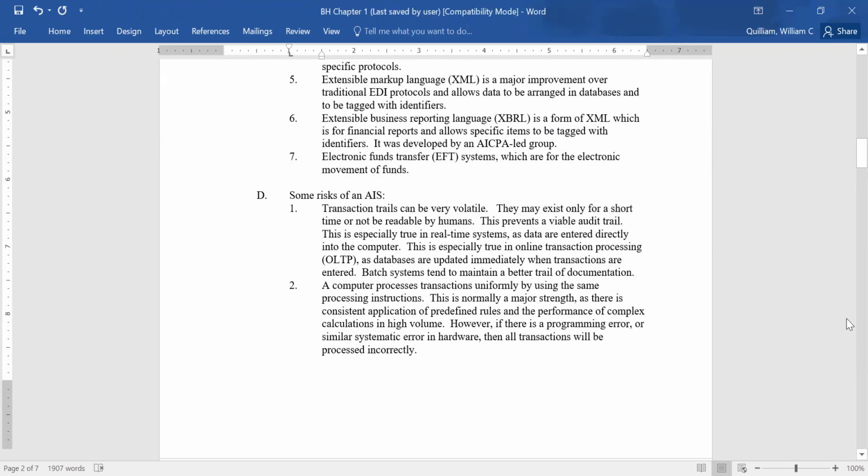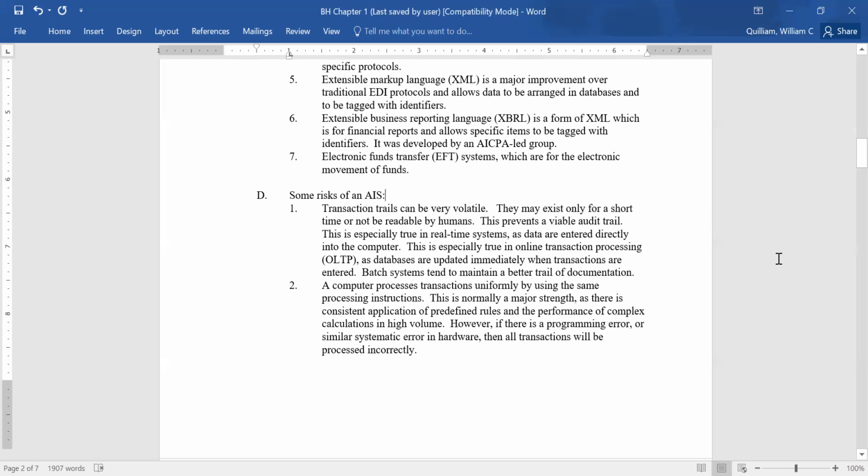It's a form for financial reports that allow specific items to be tagged with identifiers. It was developed by an AICPA-led group. In fact, IFRS, International Financial Reporting Standards, makes use of XBRL, and this way, readers of financial statements can use a computer and treat the financial statements like a relational database and drill down there, for example, to automatically generate some financial ratios if they would like. And then electronic funds transfer, or EFT systems. Those are for the electronic movement of funds. So if you pay bills electronically, you're using EFT.